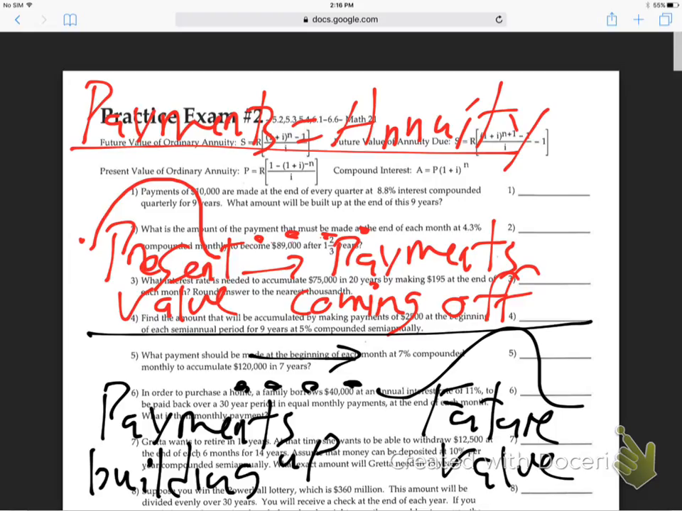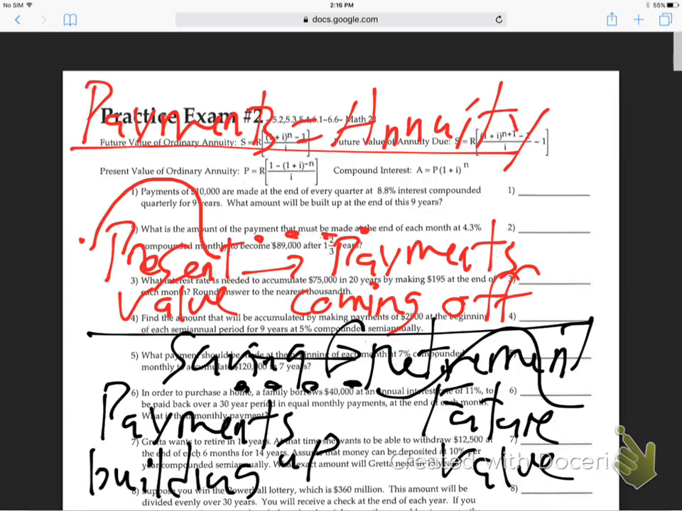So the one down here is generally retirement. I'll say saving for retirement, right? When you save for retirement, you're building up for a big pile in the future, right? You're making payments, building up for a big pile in the future. Saving for retirement, that's future value.